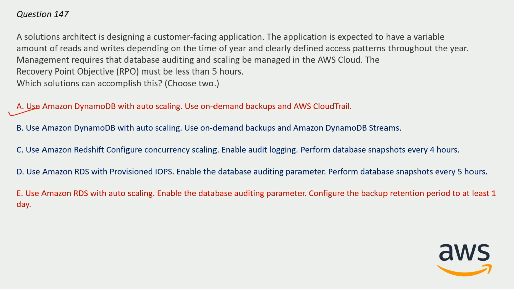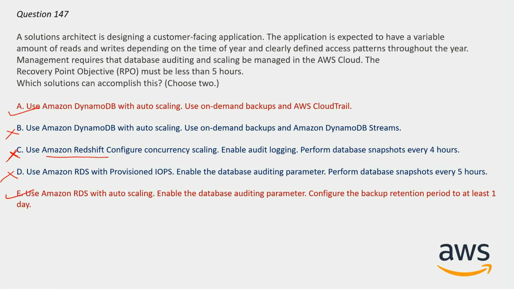And now if we talk about option B, it is wrong because AWS DynamoDB streams can be used for auditing, but it is not AWS managed auditing. So due to this reason option B is eliminated. And now if we talk about option C, Amazon Redshift is not a database, it is a data warehouse, so it is also eliminated. And now if we talk about option D, this one is also wrong as it will not be able to scale out. So only option A and option E are correct here.